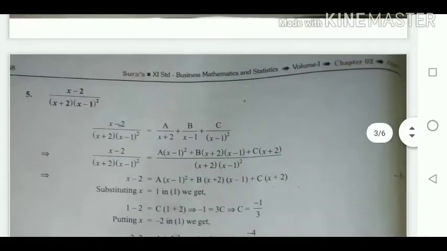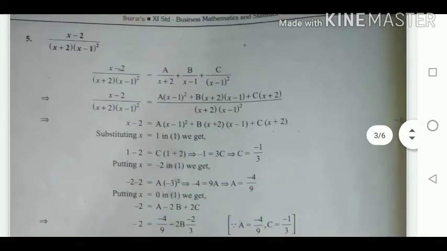Then next question, fifth question. This is the type like the third sum. Okay, so here x minus 2 divided by x plus 2 into x minus 1 whole square, that is a by, here there are three factors. One is x plus 2, another one is x minus 1, third one is x minus 1 whole square. So we split the x minus 1 whole square as x minus 1 as well as x minus 1 whole square. Okay, so a by x plus 2 one factor and b by x minus 1 and c by x minus 1 whole square.